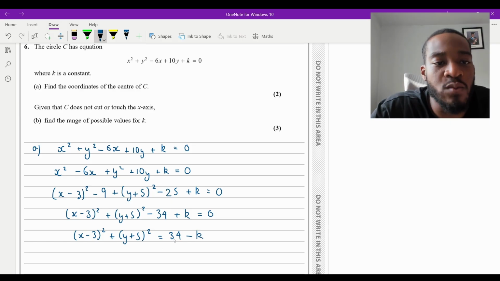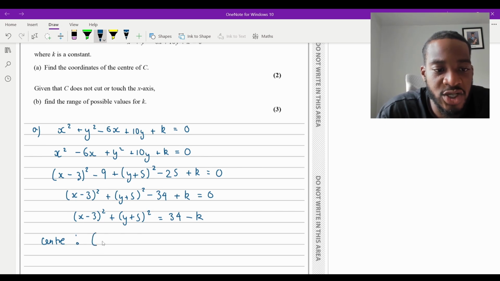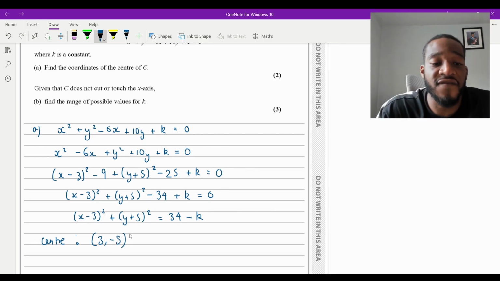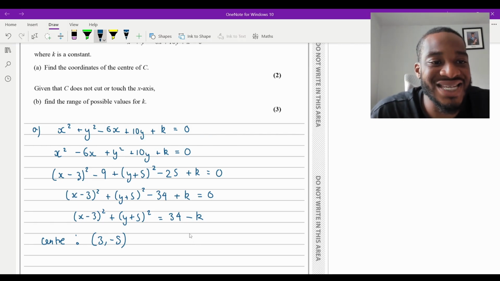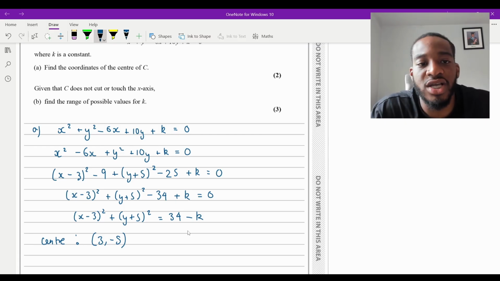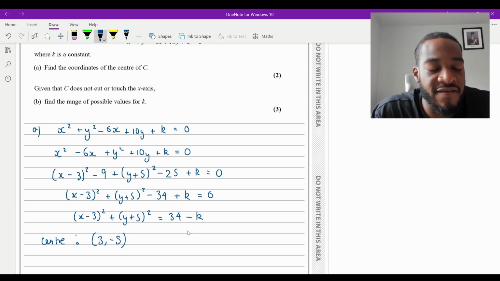Now we've got this in the form of the general formula for a circle. So we can see quite clearly that the center of C is going to be 3, since minus 3 becomes 3 here, and the plus 5 flips to a minus 5. So the center is just going to be 3, negative 5, and that will give you the 2 marks. Now part B says, given that C does not cut or touch the x-axis, find the range of possible values for k for 3 marks.